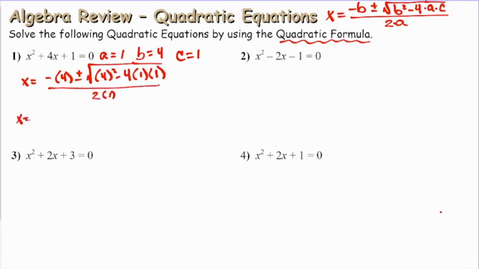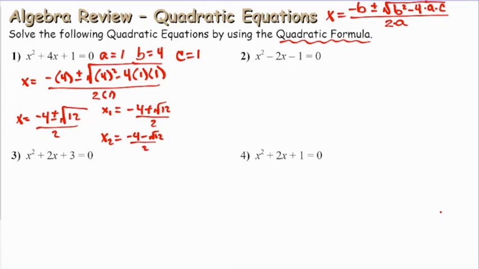And we have x is equal to -4 plus or minus the square root. If we simplify what's under the square root, we get 16 minus 4, which is 12, over 2. And because there's a plus and minus, that means there are two answers for x. My first x, x1, I will use the plus, so it's -4 plus radical 12 over 2. And my second x, x2, will be -4 minus radical 12 all over 2.